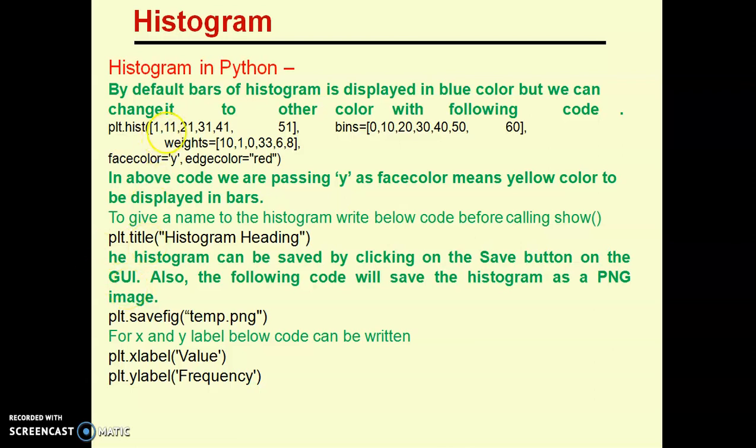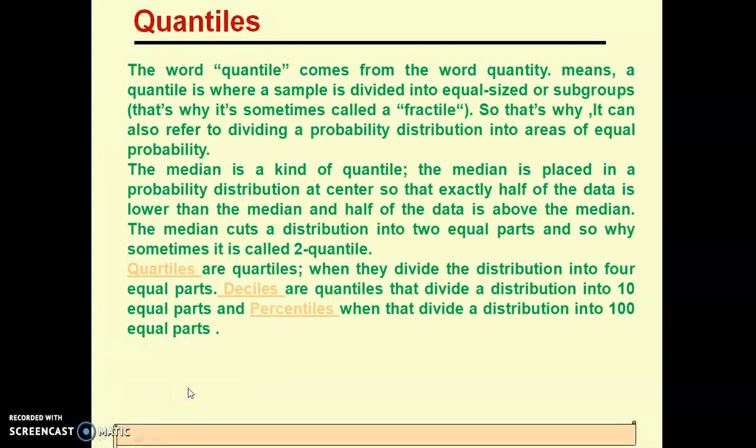Now if we want to give the title of any histogram, we can give plt.title, histogram heading. Now save file, tmp.png. For the x-axis, we want to label the x-axis. We can give value, frequency. This is just an example, students. I will show you in the practical.